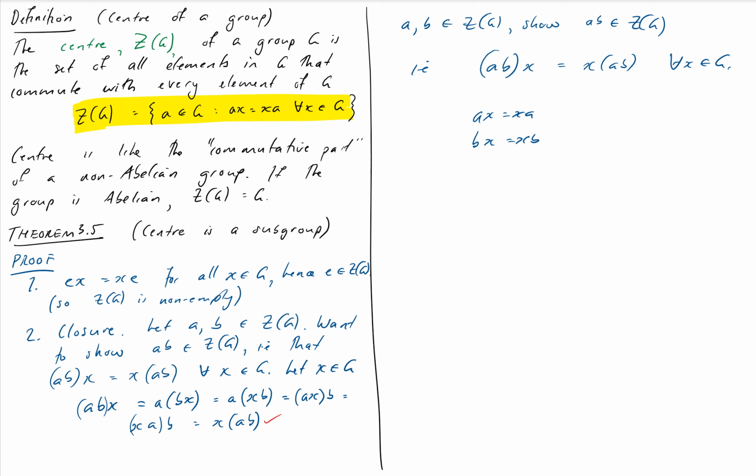Okay, so I'm just using the fact that because A and B are in the center, I can freely shift X to the other side of them. All right, so that's closure. The last thing we need to show using the two-step subgroup test is inverses.